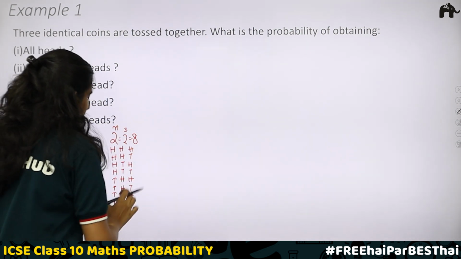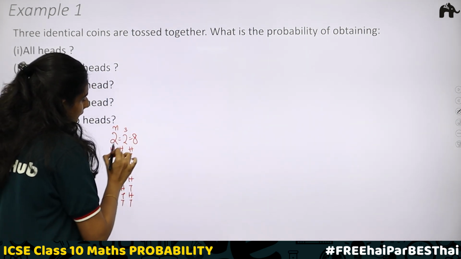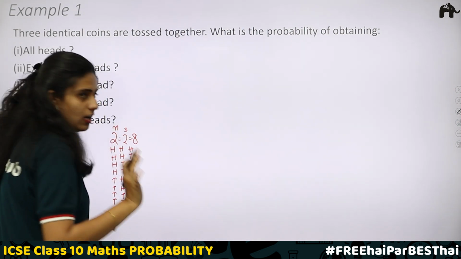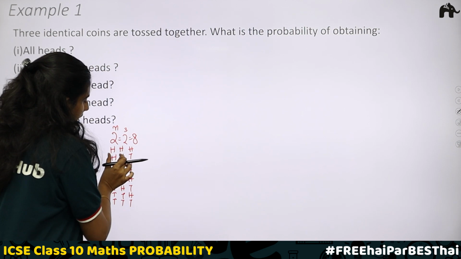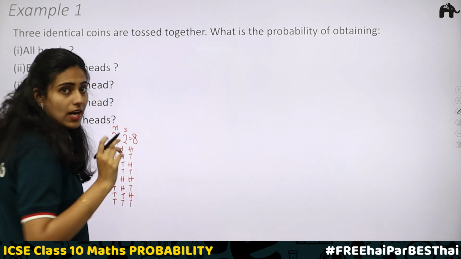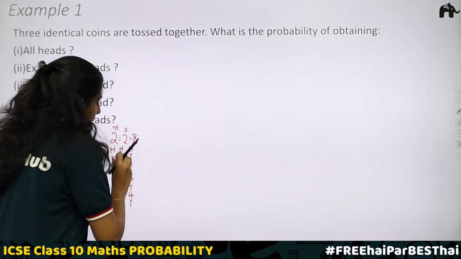Now, check these outcomes. Here, the first is head, head, head. All are head. Last one, tail, tail, tail. All are tail. Then what we have? We have cases of 2 heads. We have cases of 2 tails. We have cases of 1 tail. We have cases of 1 head.